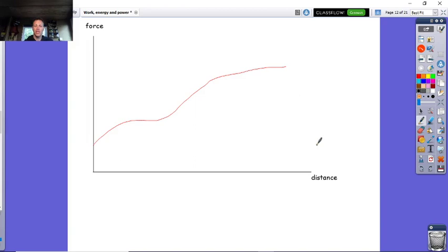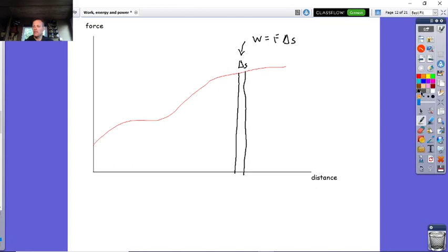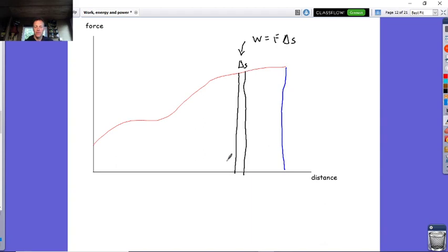Therefore, what are you going to do when it comes down to this? Well, if you've now got a force that's varying, it's not constant. Again, what we do is take a little strip like this. We say that is going to be delta S. Therefore, the work done for this little bit here is F delta S. And what you do, again, no different to what we've done before, is work out that the total work done is the area underneath the graph.